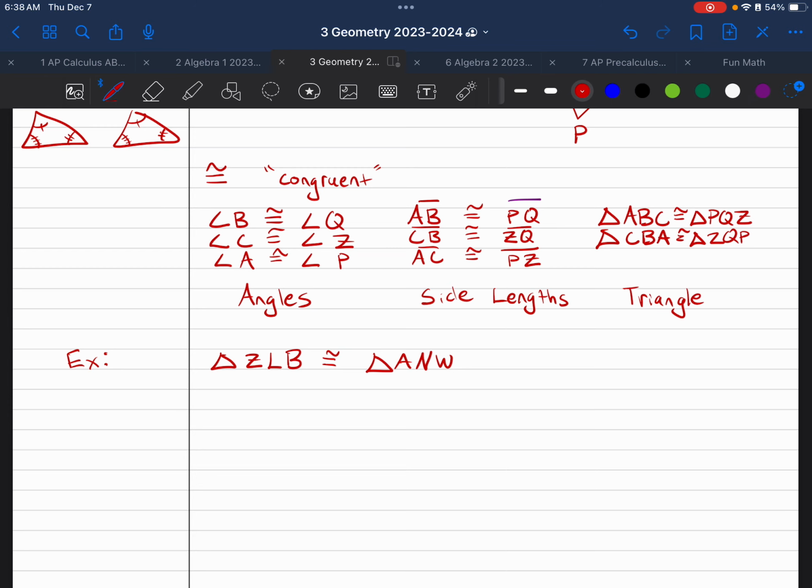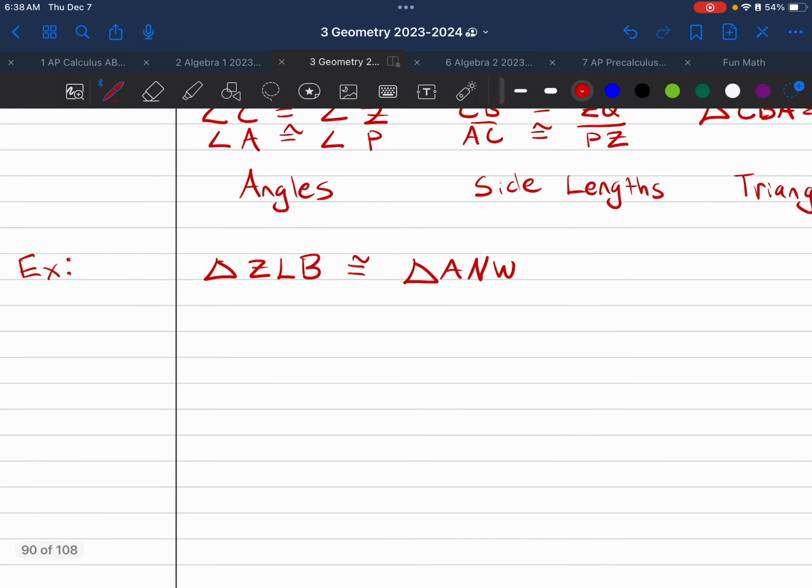Okay, so here, you guys have to fill in the blanks. What is angle L congruent to? What is angle B congruent to? What is side length ZL? I'll make it easy. That's a side length. What is that congruent to? And finally, what about side length BZ? What is that congruent to?